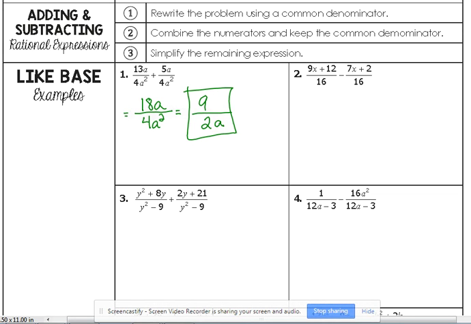Easy as that. All right, let's look at number 2. They both have a denominator of 16, so go ahead and just write that denominator of 16. Now, this one's a little bit different because it's a subtraction problem, so I'm going to take an extra step here.